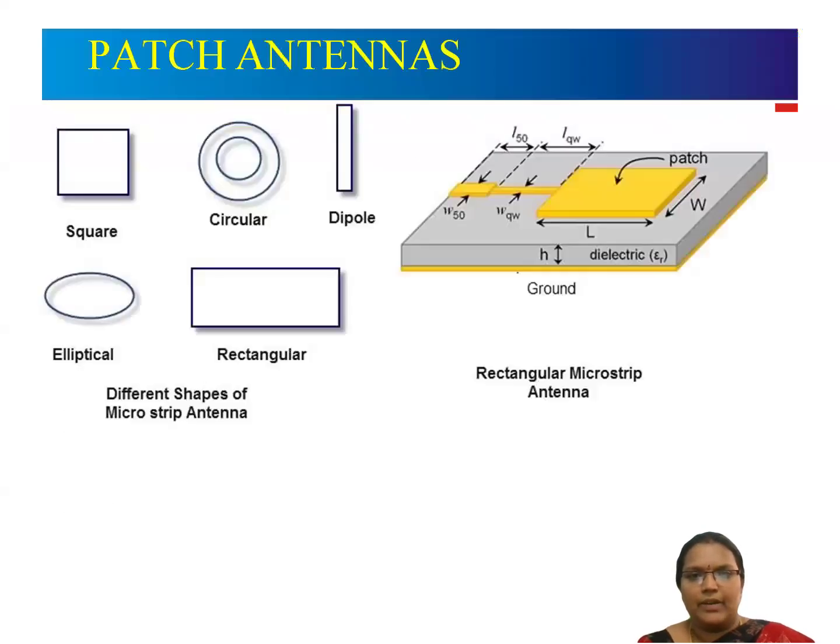Patch antennas are manufactured in different shapes. The geometrical shapes consist of square, circle, rectangular, and ellipse. These are all the geometrical shapes of different types of patch antennas. The most commonly used patch antenna is the rectangular patch antenna. The shape of the patch is like a rectangle, which is printed on the dielectric substrate.